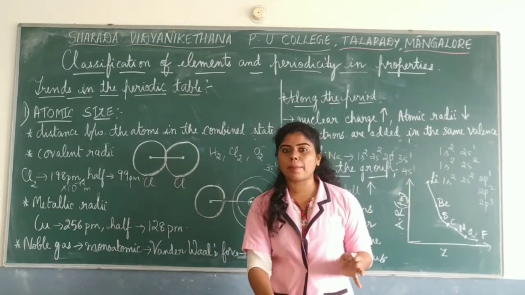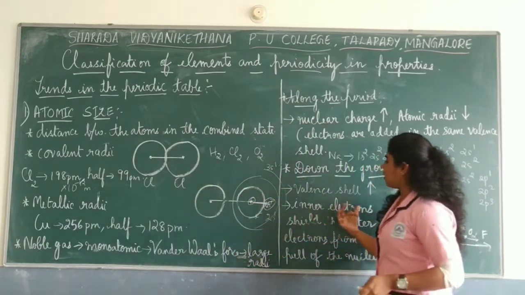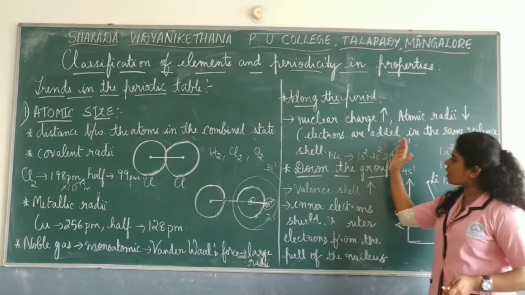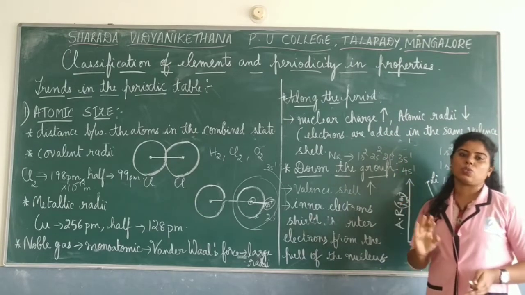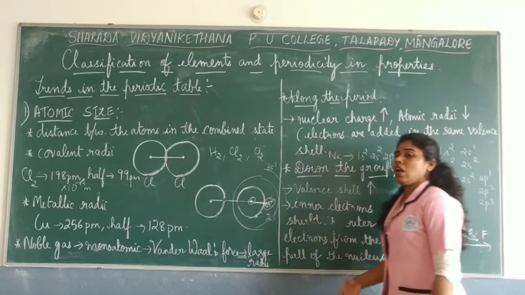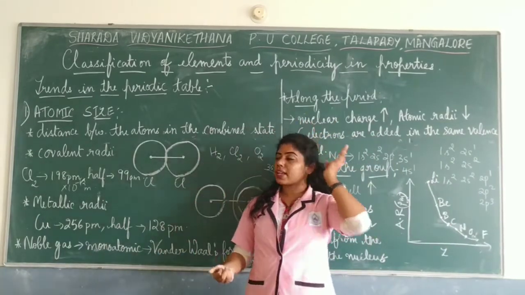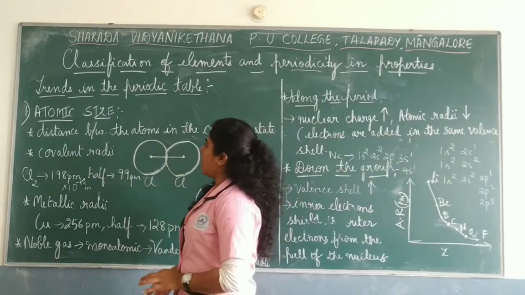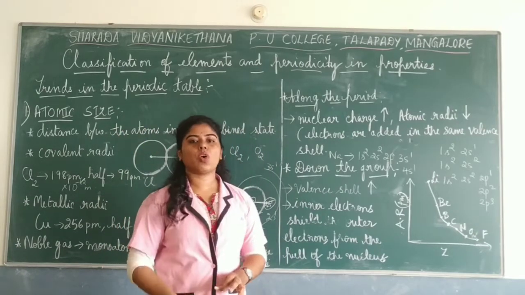But down the group, what happens? The new valence shells are being added. So here the inner electrons which are present, so suppose here 1s2, 2s2, 2p6, all these shells will start shielding the outermost electrons from attracting the nucleus. So obviously the atomic radii increases. So I hope this is clear along the period and down the group. So next we have the trend that is about the ionic radii. So this was about the atomic radii. So I hope this is clear. So we should move on to the next one.